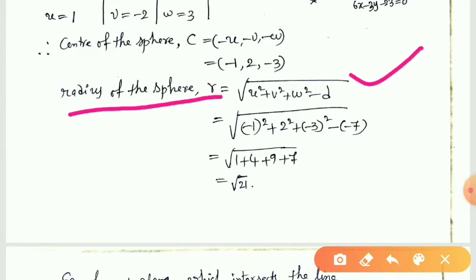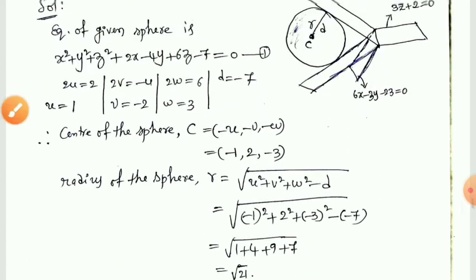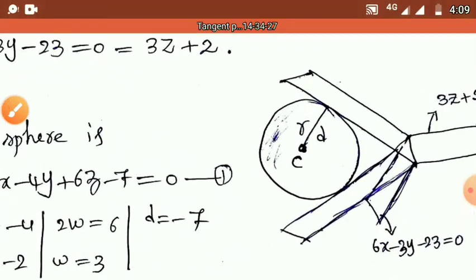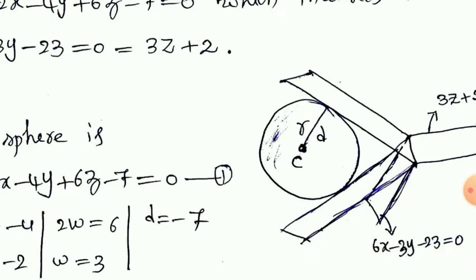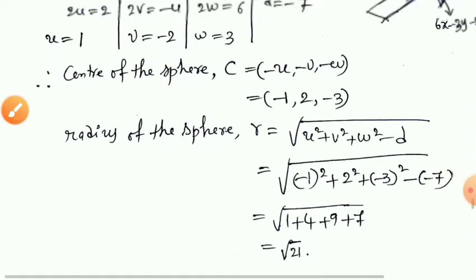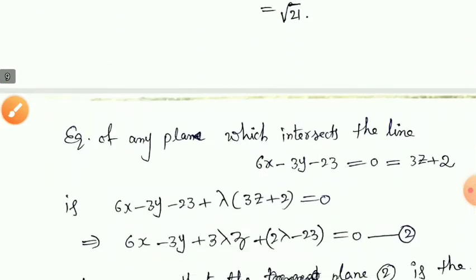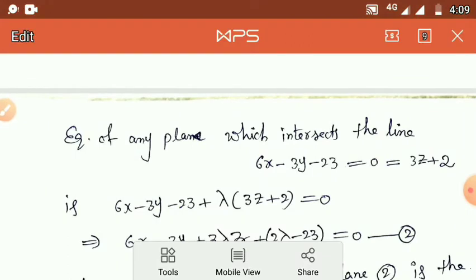On substituting u equal to minus 1, v equal to 2, w equal to minus 3, and d equal to minus 7 in this principle, you will get like this. On simplification, you will get root 21. Therefore, the radius of the sphere is root 21. So, you can see this is the center of the sphere and this is the radius of the sphere. And next, the equation of the given line is this.